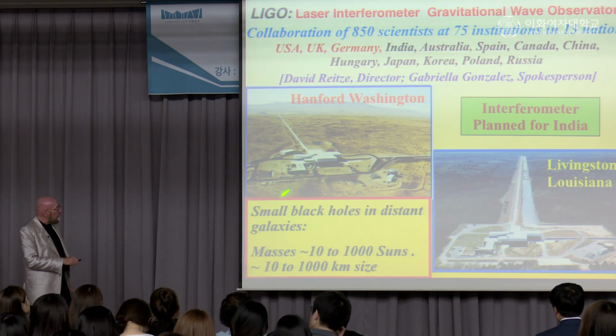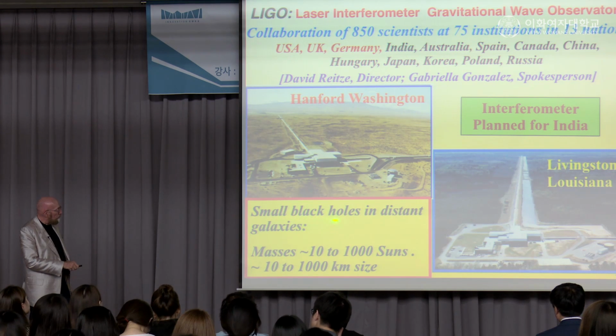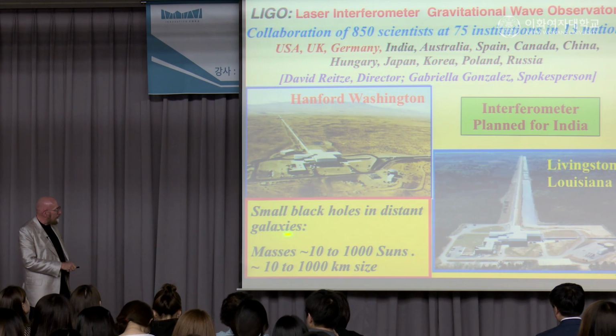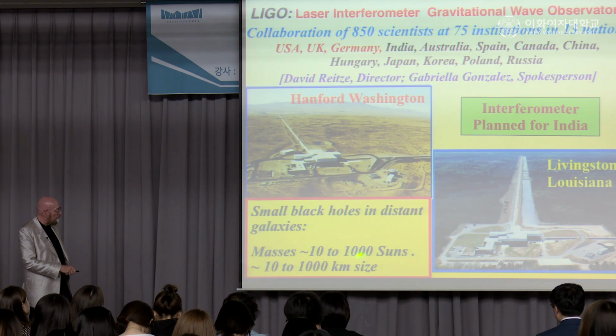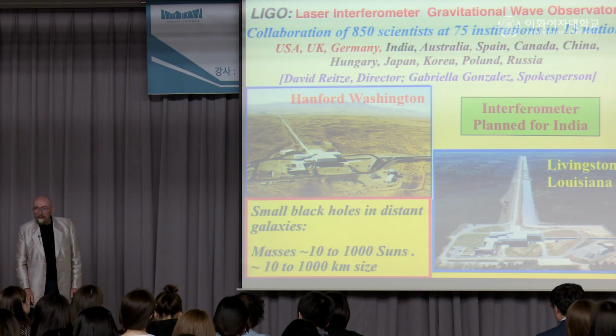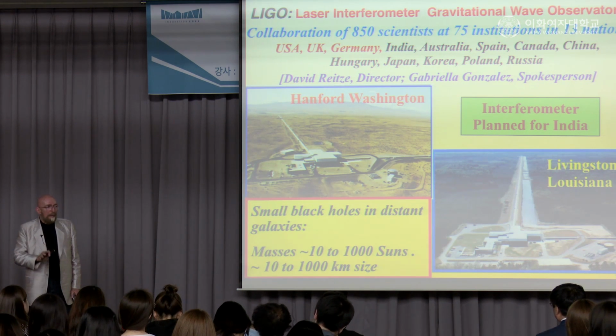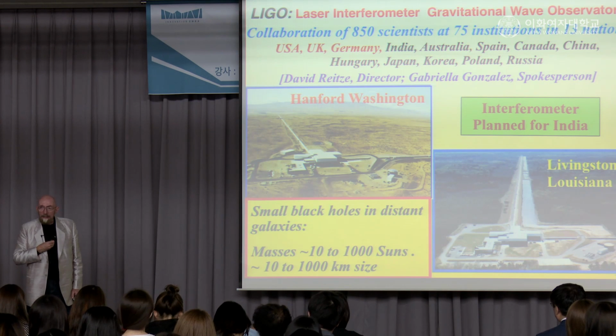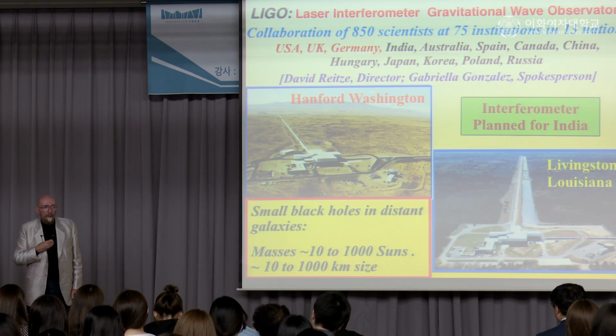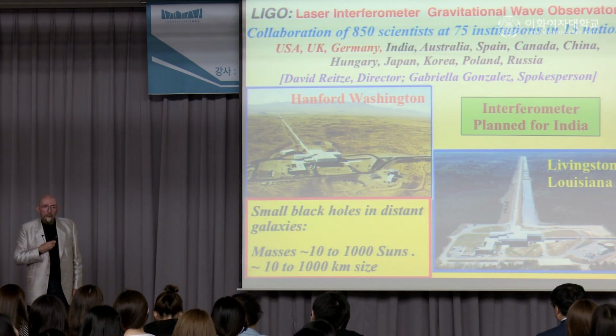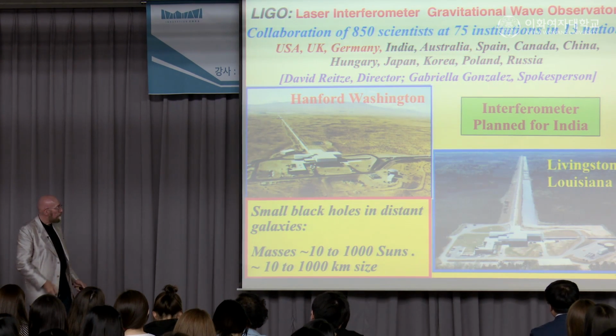And we, with these instruments, look at gravitational waves from what I would call small black holes in distant galaxies, masses between 10 and 1,000 times the mass of the sun, 10 to 1,000 kilometers in size. We look for waves from many other things, but for me, it's these colliding black holes that are interesting because those are the ones that produce geometrodynamics.